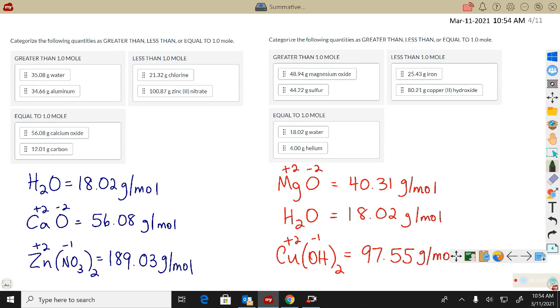Similar with this question, you would have just had one of these two versions, but now you got another one if you just need another sample question to study. Categorize the following quantities as greater than, less than, or equal to 1 mole.